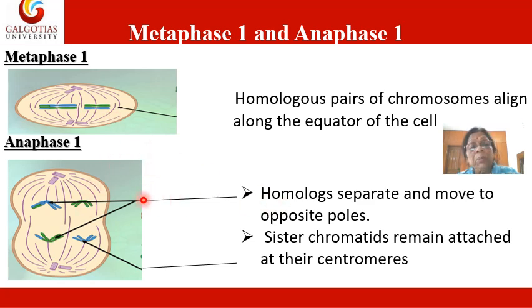And during anaphase, what happens? The homologous pairs separate and move to opposite poles. During anaphase, the movement to opposite poles has started. You can see, homologs separate and move to opposite poles. Sister chromatids remain attached at their centromeres. These fibers are known as kinetochore fibers, which attach to the centromere. So they start moving towards the poles.